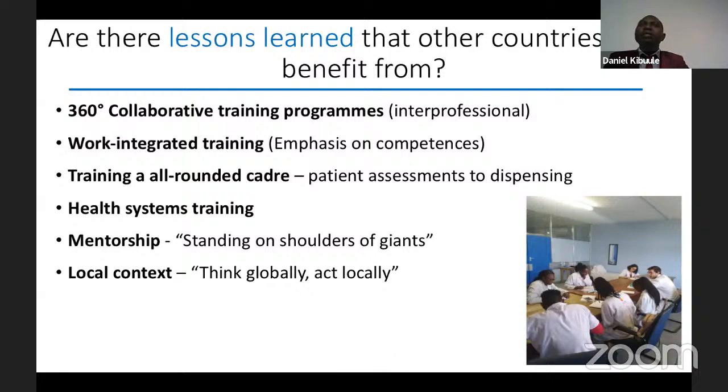And we think that this platform today also will give birth to a number of new collaborations that we can have. So lastly, we think that we should think globally and act locally, so that there's a local context. And with all these collaborations, we can respond to our local needs. Thank you very much.